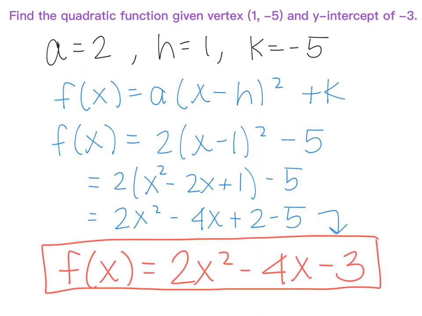Once I expand everything, I combine my constants and all that good stuff, I end up with the final quadratic function in the standard form that we're used to as 2x squared minus 4x minus 3.